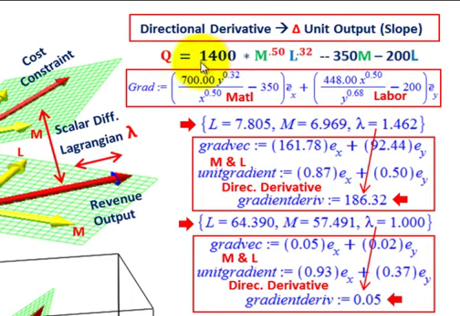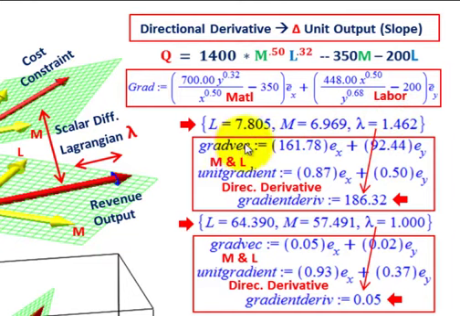So what you're doing here is just taking the partial derivative with respect to material and to labor of the entire function, and you're going to come up with some gradient. Just looking at that first constraint, where you stuck in that $4,000, we had labor content of 7.8, material 6.9, fractional amounts, and then that Lagrangian would have been 1.462.